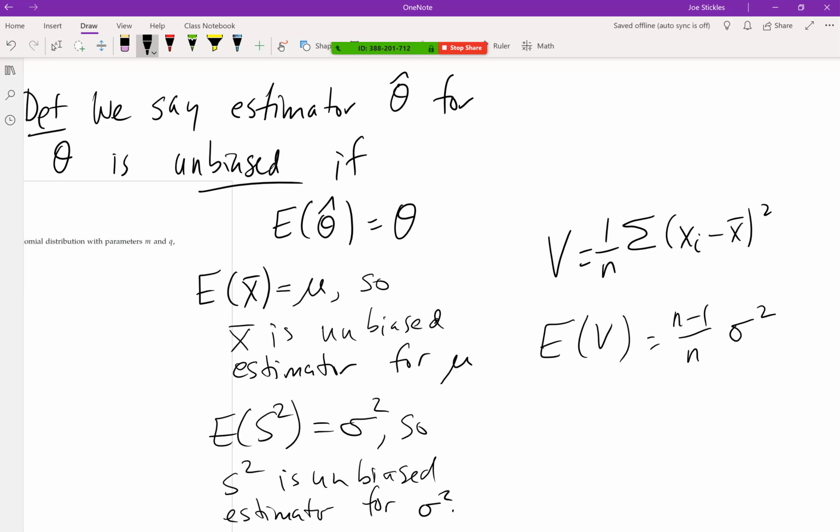And this is why we use s squared rather than this V. This is why we always divide by n minus 1, because we want to get that unbiased estimator for the variance. So when we do the sample variance, that's why we divide by n minus 1 instead of n, because of this factor that we have out in front. So this is a biased estimator.